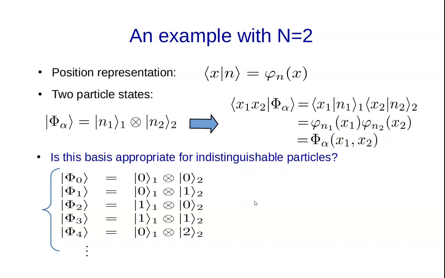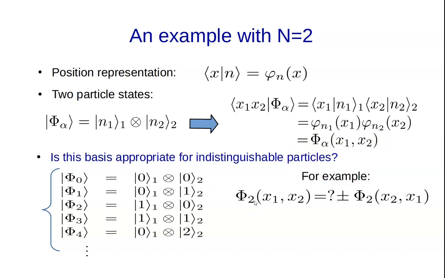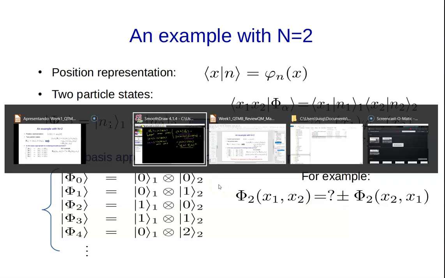The question I want to ask is this. If I take this state, 1 and 0, and I write it in position representation, x1 and x2, and now I exchange the positions of these two particles, do I get the same state up to a phase, and this phase is plus or minus? Okay, that's the question. So let's go back to our blackboard.